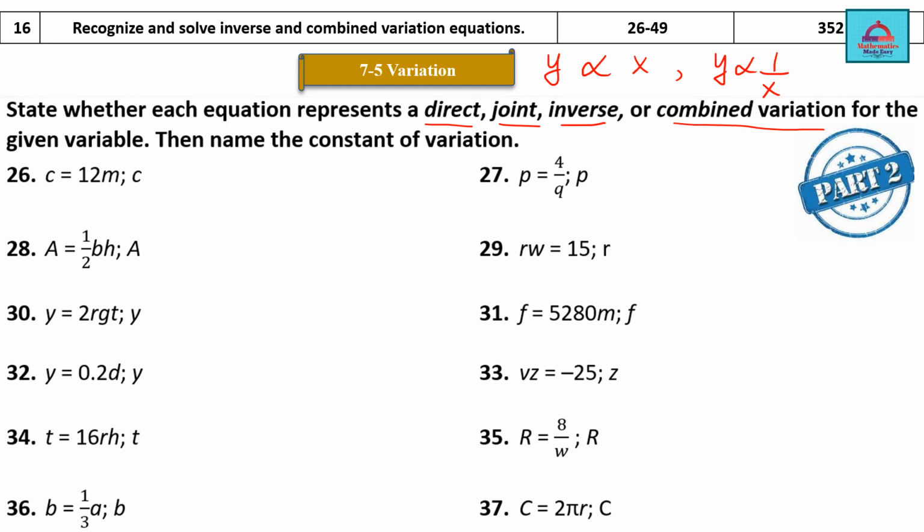For example, question 26, c is equal to 12m. The given variable is c. You have to say for c whether it is direct variation, joint variation, inverse variation or combined variation, and then you also have to find the constant of variation, which is generally denoted by k. So let's solve these questions in the next slide.